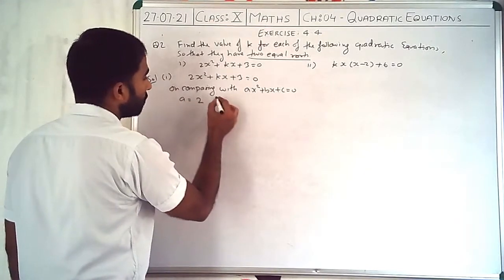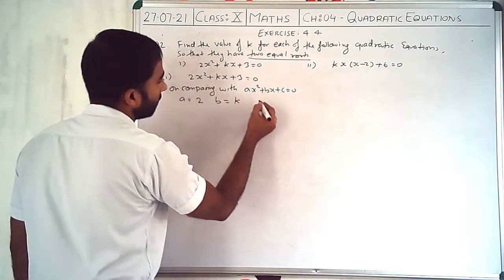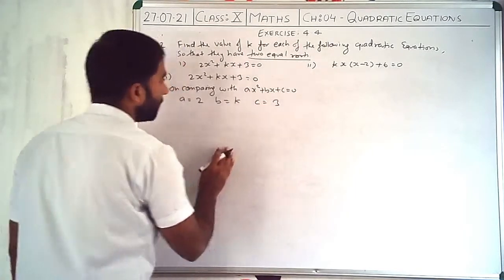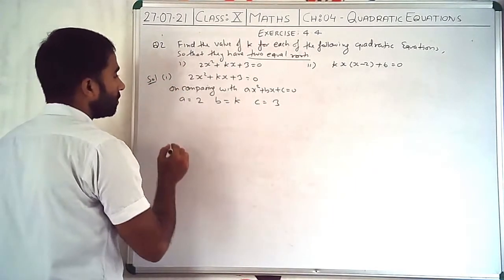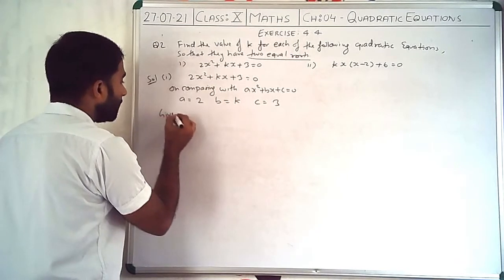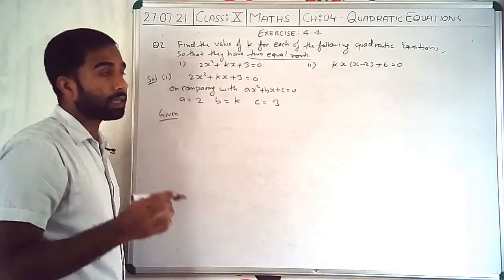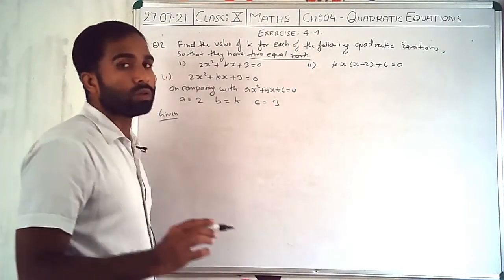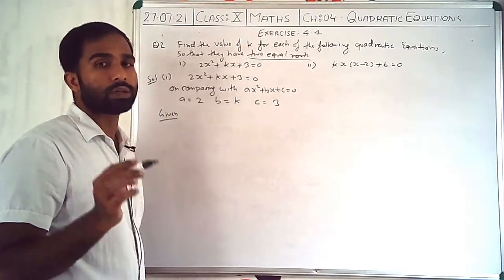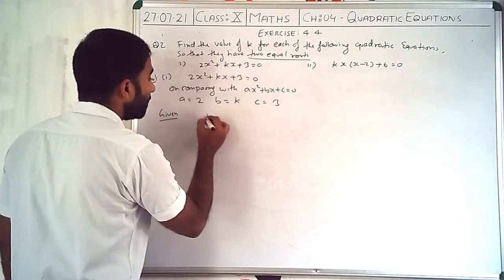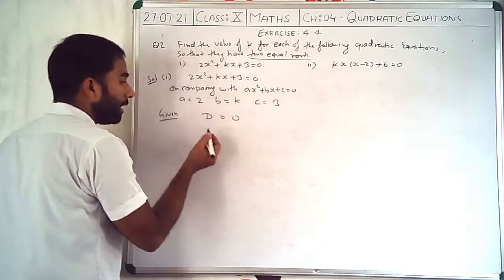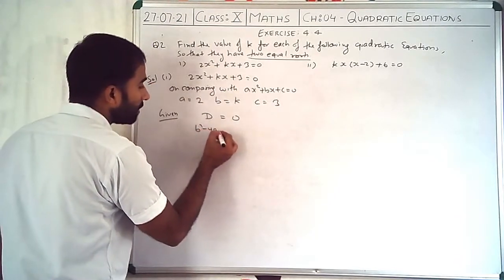The value of a is 2, the value of b is k, and the value of c is 3. Now we will write the given information. What is given? Two equal roots. What is the meaning of two equal roots? It means D is equal to 0, and D is b square minus 4ac.